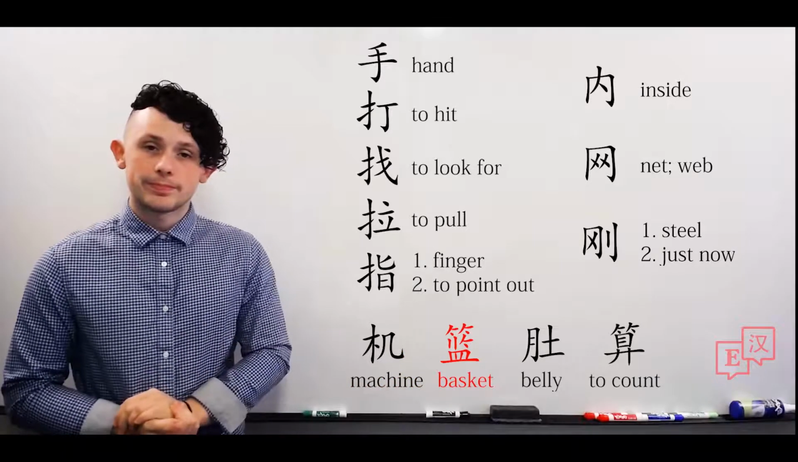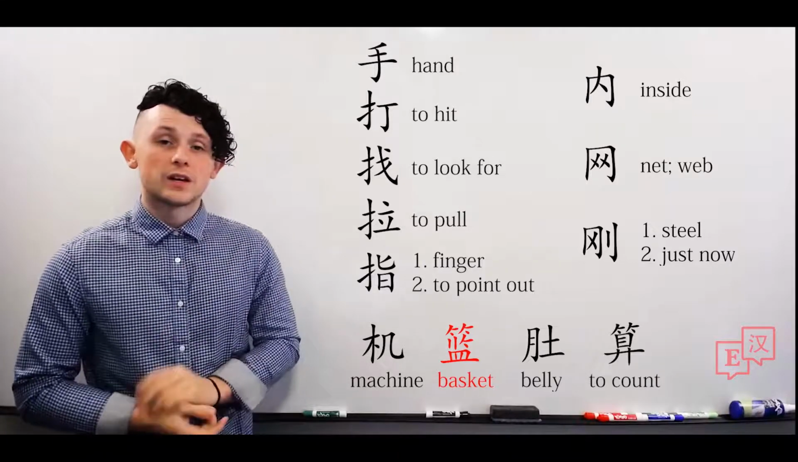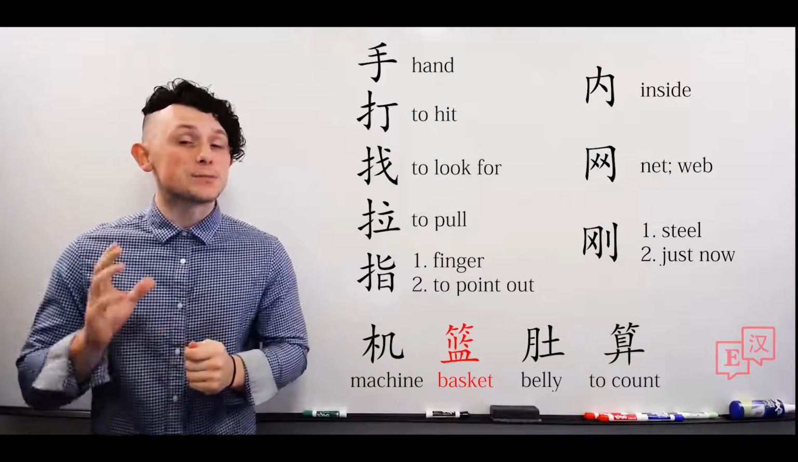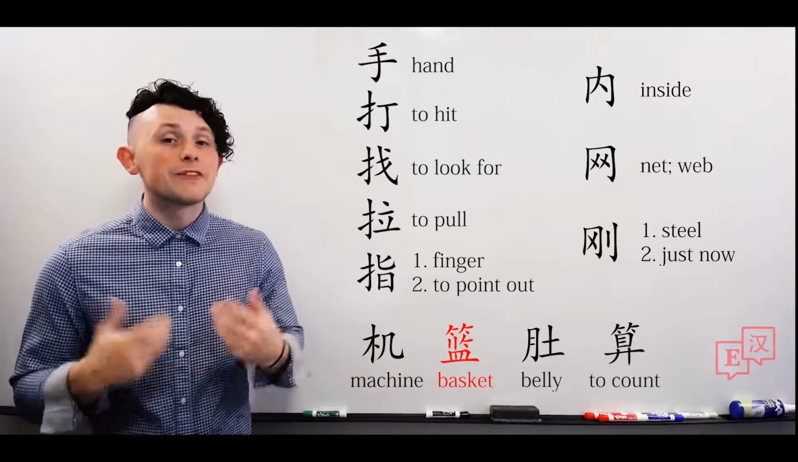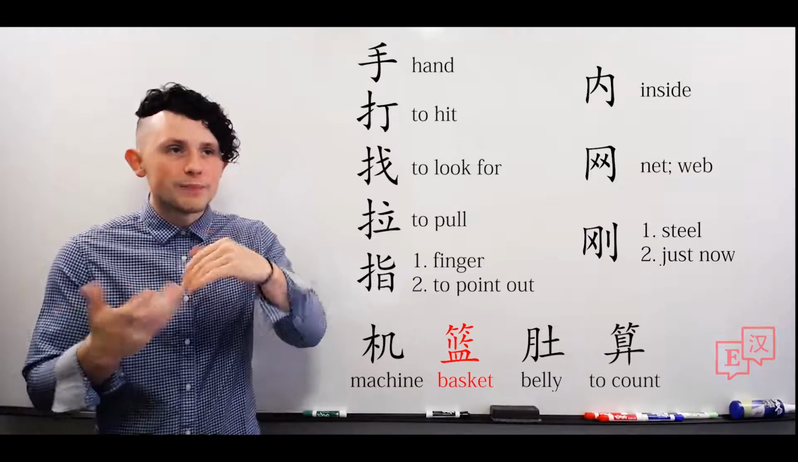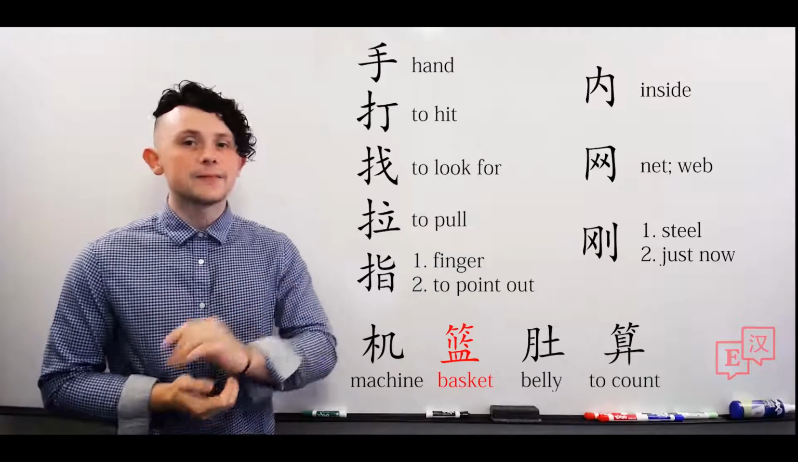Lan. Note this is almost the same as blue. This character means basket. So rather than having the grass radical, we have bamboo because you can weave baskets out of bamboo. Lan.